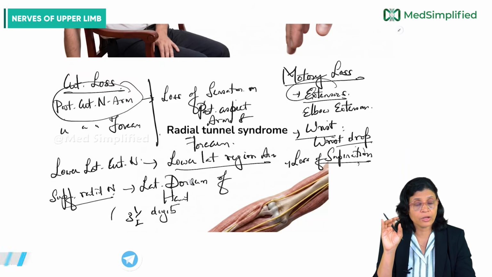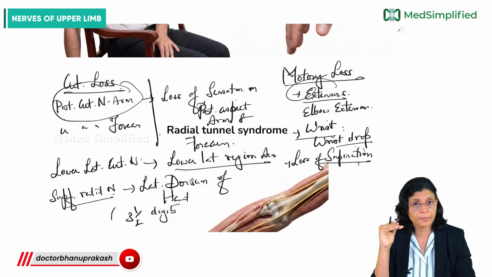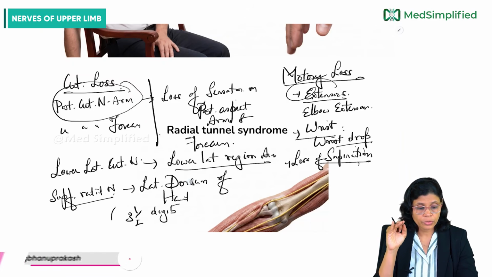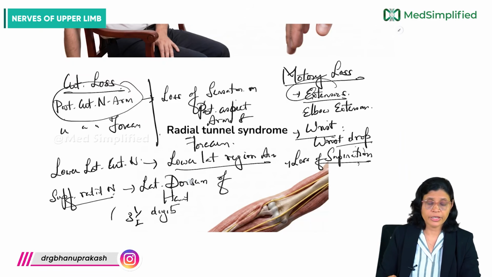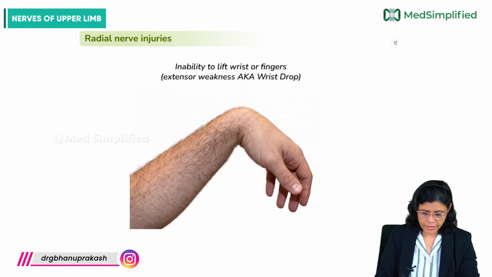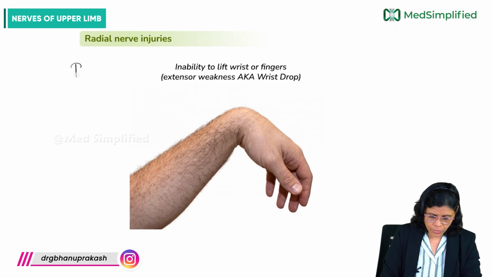And in the motor loss, the triceps action is spared, because the long head of triceps is supplied before it enters the spiral groove. So though there is little weakness in the elbow extension, there is no complete loss. So usually in radial groove injuries, the nerve can be injured in the radial groove or spiral groove.